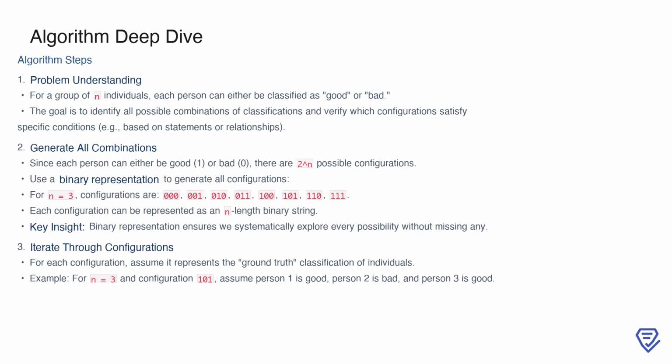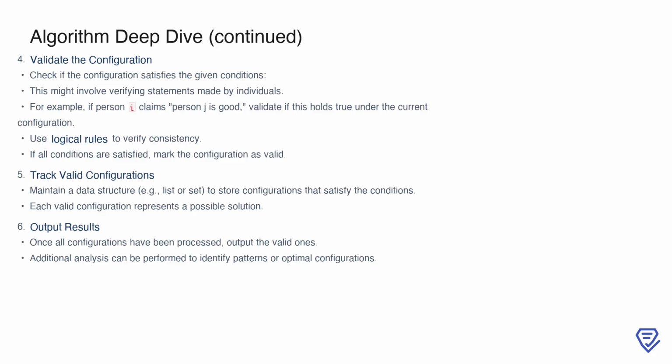Once we have a configuration, we interpret it as the assumed ground truth. For instance, if the configuration is 101, we assume person 1 is good, person 2 is bad, and person 3 is good. This sets the stage for validating these assumptions against the given conditions. Now that we have each configuration, the next step is to validate it.